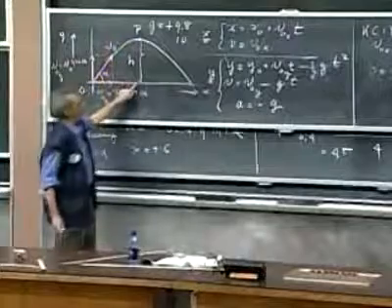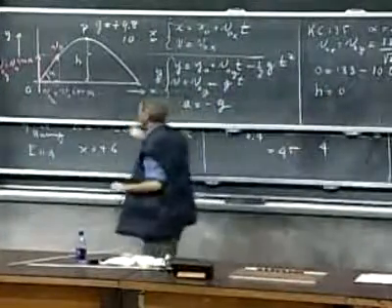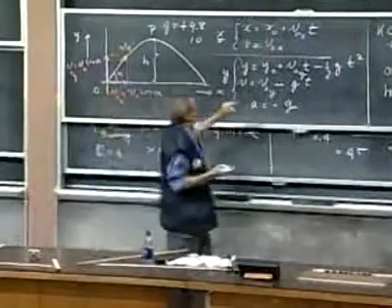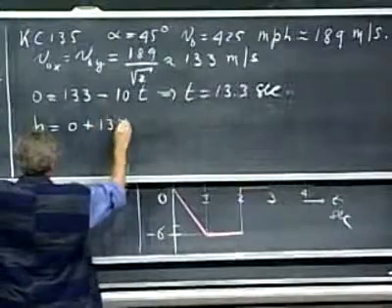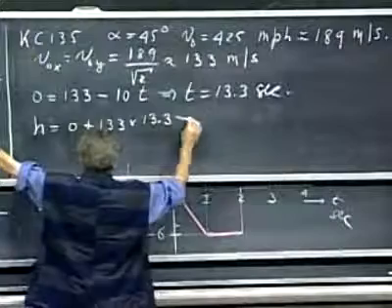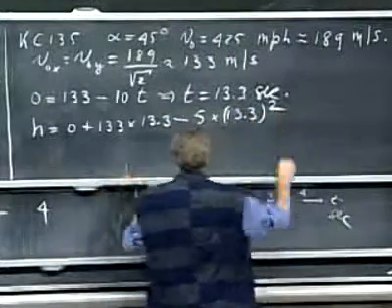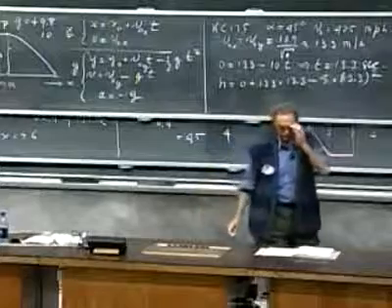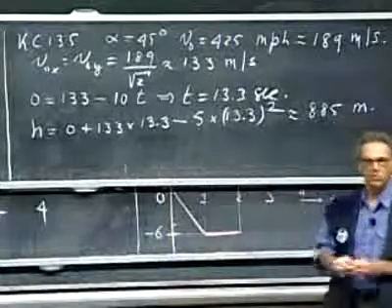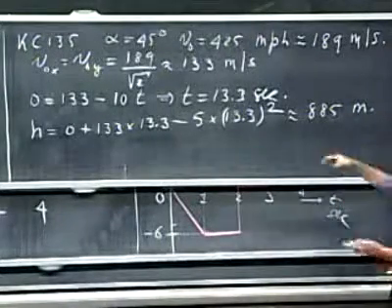And what is this distance h now? Now I have to go to this equation. I say y0 equals 0, because I'm going to define the point where the plane starts its trajectory. I'm free to do that. So h equals 0 plus 133, that is the speed, times 13.3 seconds, minus 1/2 times g, that is 5, times 13.3 squared. That is what h must be. And that turns out to be about 885 meters. I think I told you last time it's about 900. Close enough.